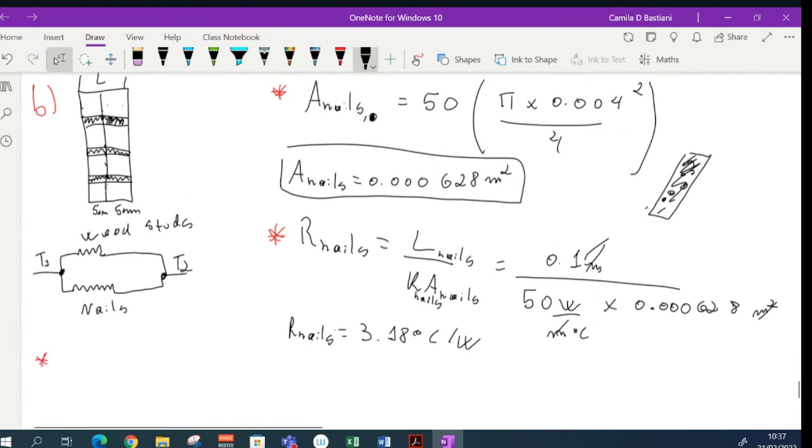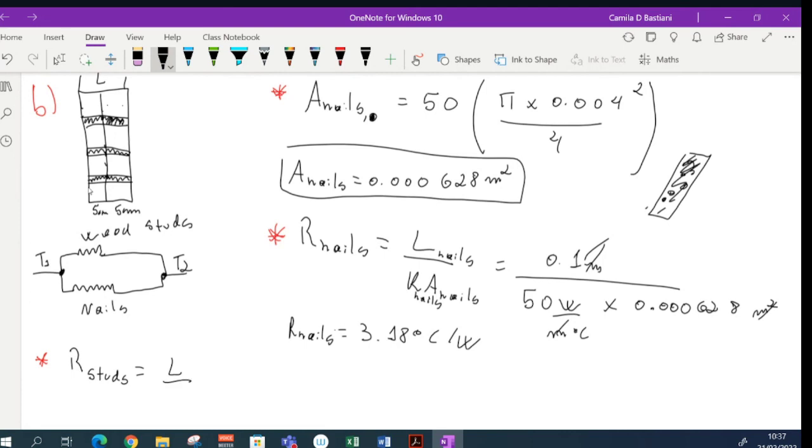What's the next thing I need to do? Thank you, Dominique. The next thing I need to do is to find my resistance due to my studs, the 5 centimeter ones. Well, together they account for 10 centimeters, so I'm going to omit the fact that each one is 5, okay? So I'm just going to say that the resistance caused by the studs.